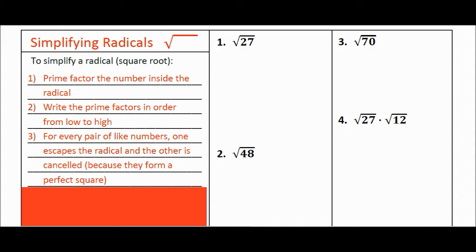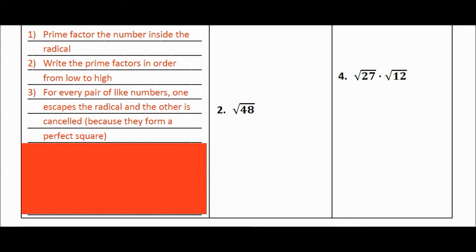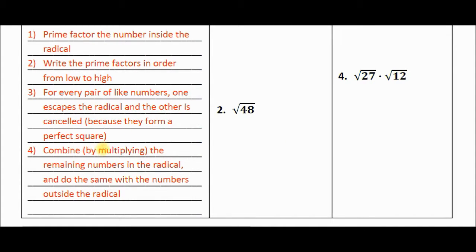And then the last step is, let's go ahead and scroll up and show you this. The last step is combine by multiplying the remaining numbers in the radical and do the same with the numbers outside the radical. So if you have more than one number that escapes the radical when you're doing step number 3, you'll remultiply those numbers together. And if you are left with more than one number inside the radical when you're done with step number 3, you can recombine those together by remultiplying them.